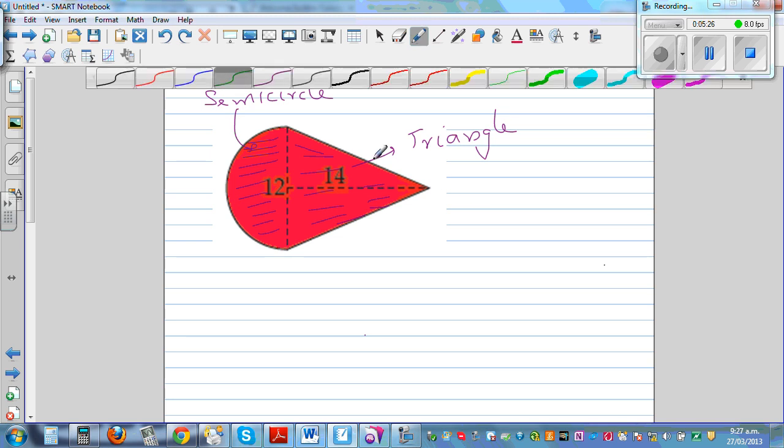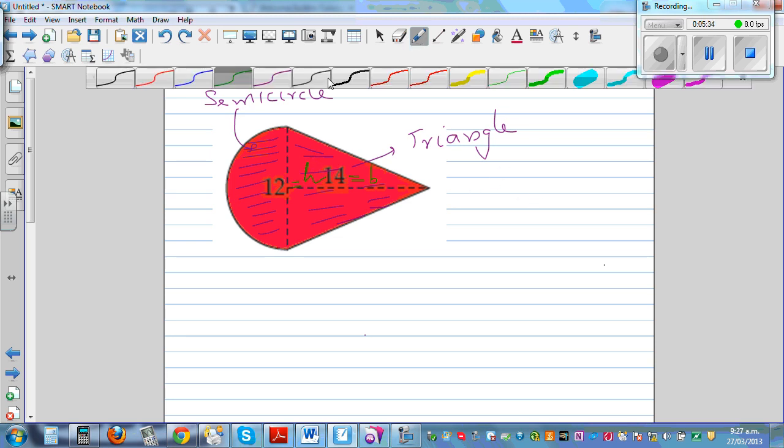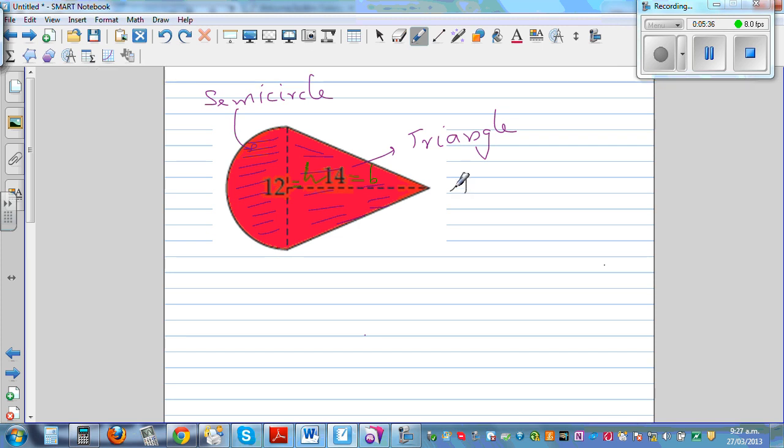So let's start with the triangle. This is the base for the triangle, and this is the height. So the area of a triangle is base times height. You can also consider this the base and this the height. It doesn't matter which is the base, because it is base times height divided by 2.